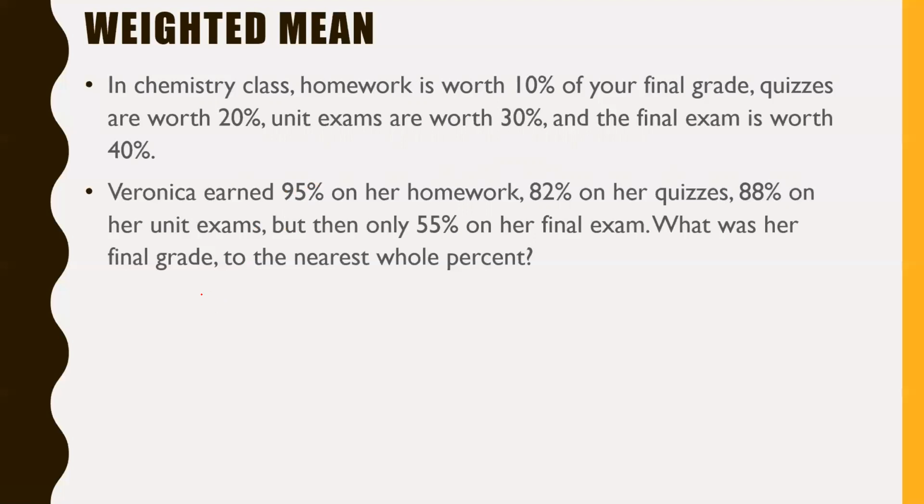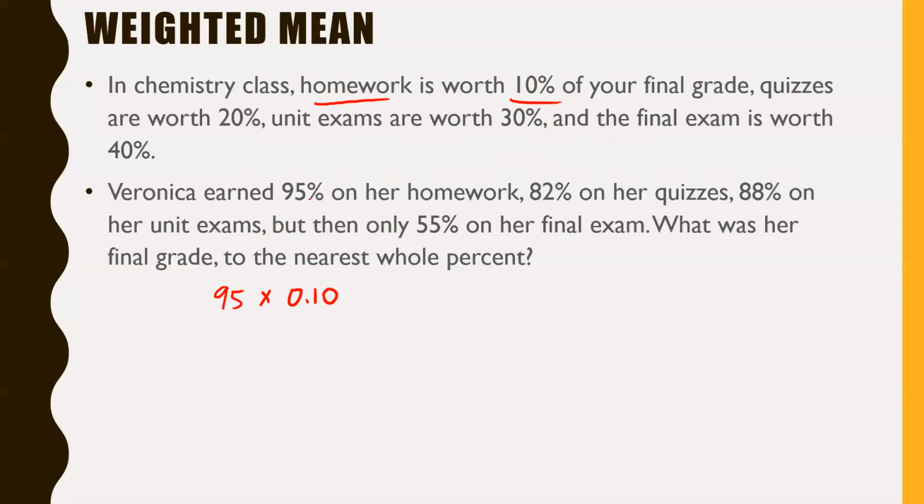So in other words, I'll take her homework grade, 95%, and we have to multiply that by its weighting. Now, the weighting of homework is 10%. So we don't use 10% in math as literally 10%. We actually have to convert that to a decimal. So we'll times that instead by 0.10, which is 10% just written as a decimal.